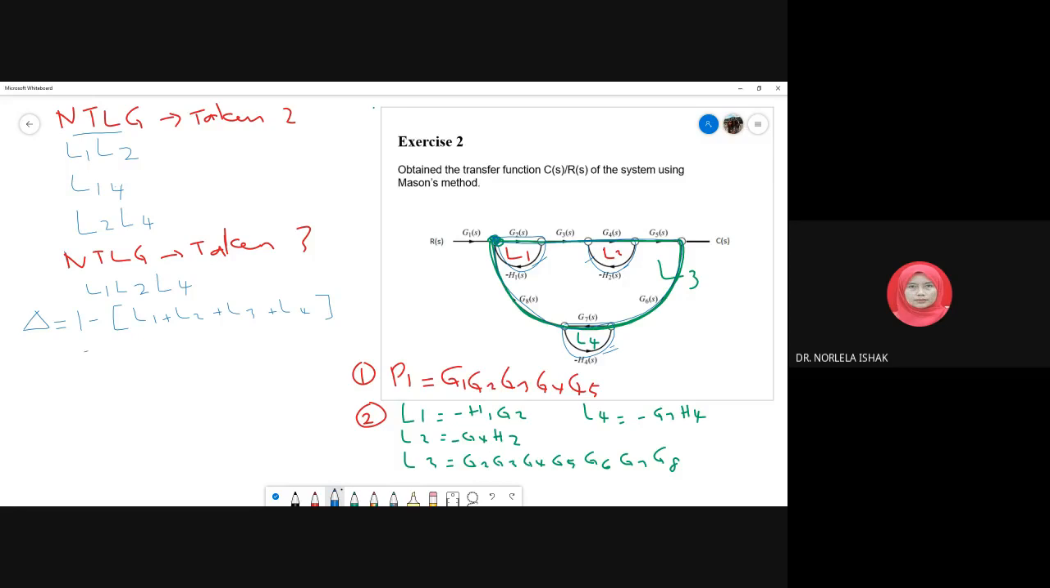Lepas tu plus summation of non-touching taken 2. L1, L2 plus L1, L4. Okay. And plus L2, L4. And minus taken 3. Ni taken 3. Okay. And minus L1, L2, L4. Okay, this is the determinant.